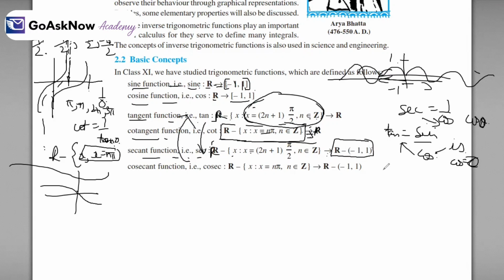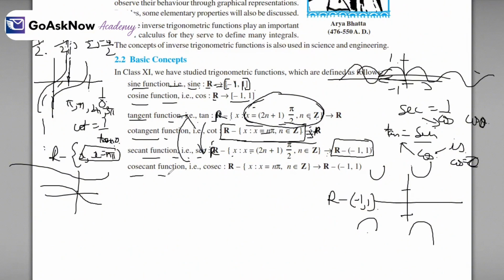This is because you can see the graph of the secant function is like this, showing this behavior. If you look at the range, it covers all the real numbers, but it is not covering the interval -1 to 1. That is why the interval (-1, 1) is excluded from the range of the secant.